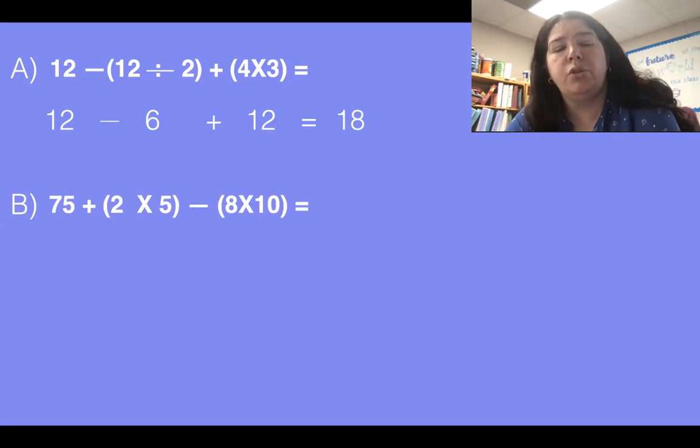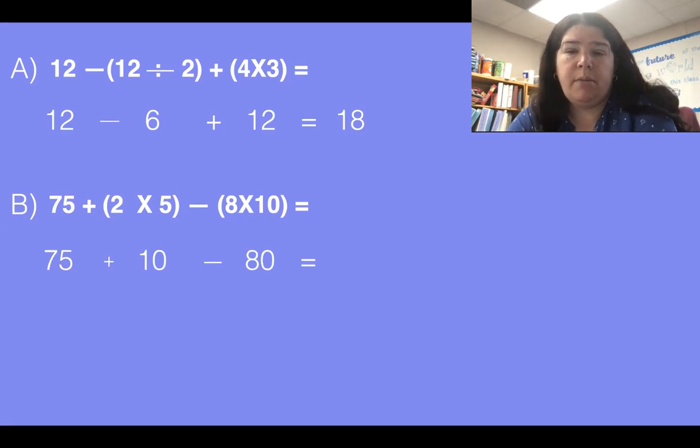75 plus (2 times 5) minus (8 times 10). So let's do what the parentheses say first. 2 times 5 is 10, and 8 times 10 is 80. Now bring down all the other information. 75 plus 10 minus 80 equals. What's 75 plus 10? 85. 85 minus 80? 5. Very good. So your answer is 5.